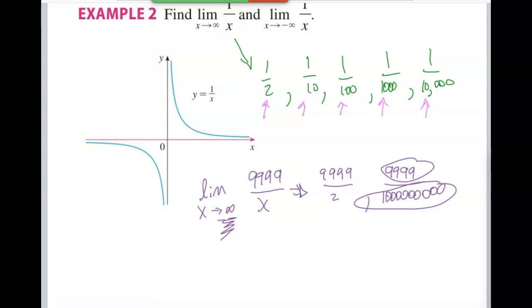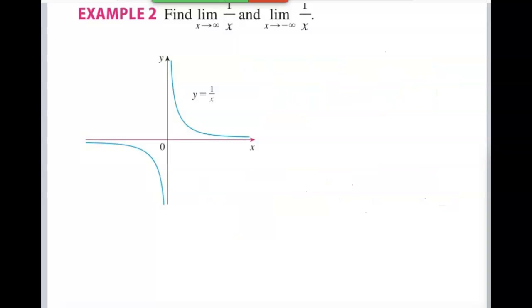So as long as you have a constant in the numerator and your denominator is getting infinitely large, the overall fraction will approach 0. All right? So for the first one, this is 0.